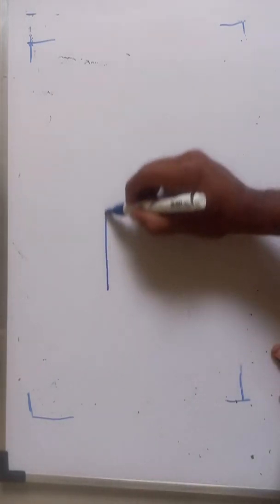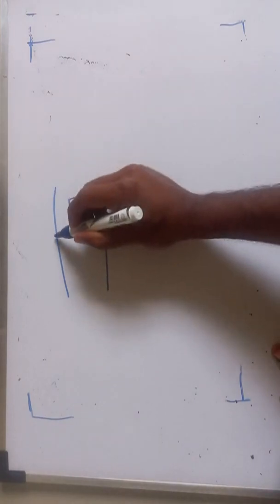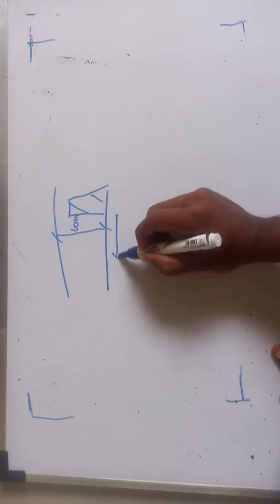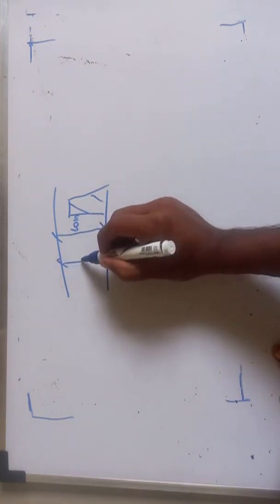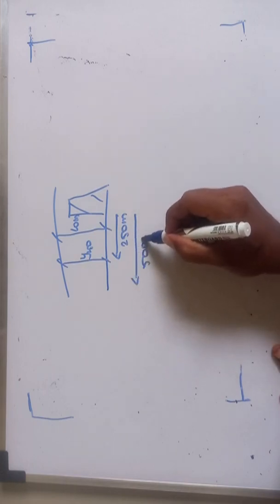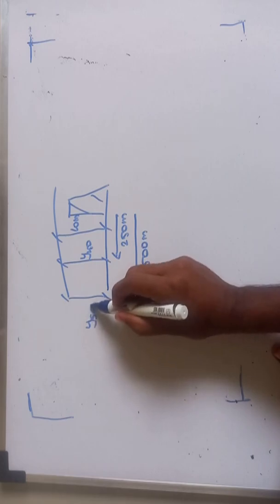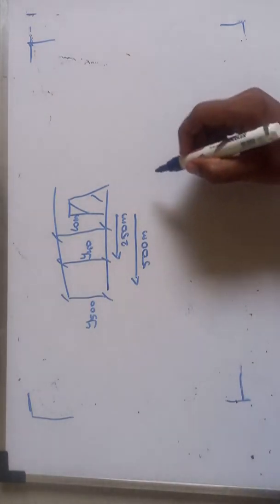Actually, here the value is given as 10 meter. From 250 meter, what is the depth? From 500 meter, what is the depth? They are asking these two values. How we can calculate these two values is very simple.